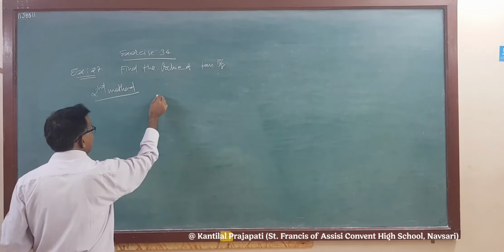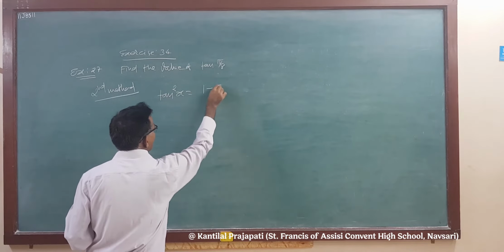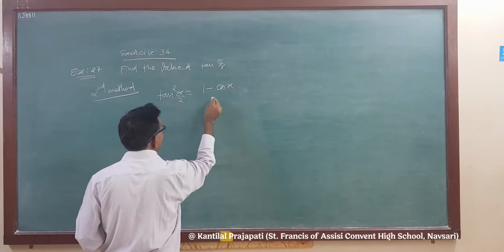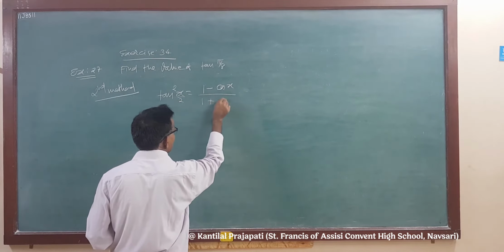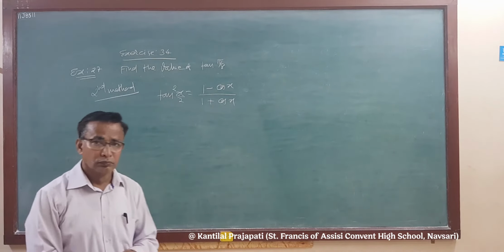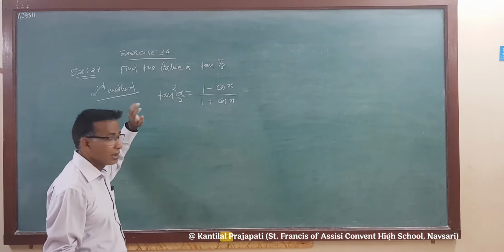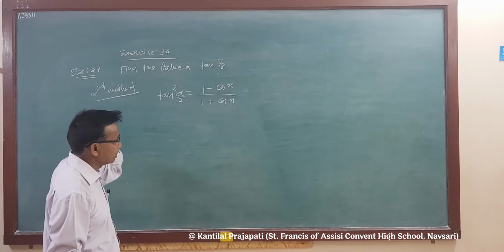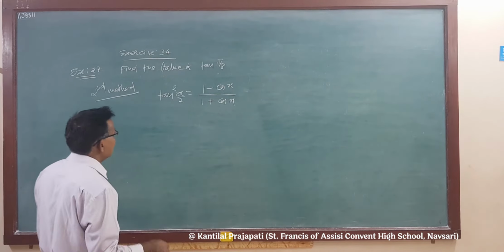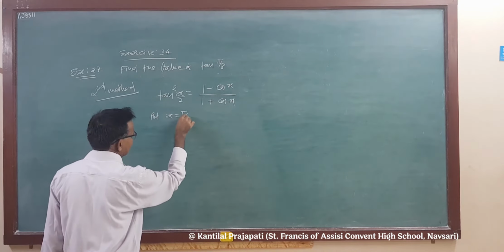So we know this formula, tan square x by 2 is equal to (1 minus cos x) upon (1 plus cos x). We have already derived this formula. So substitute here, put x is equal to pi by 4.